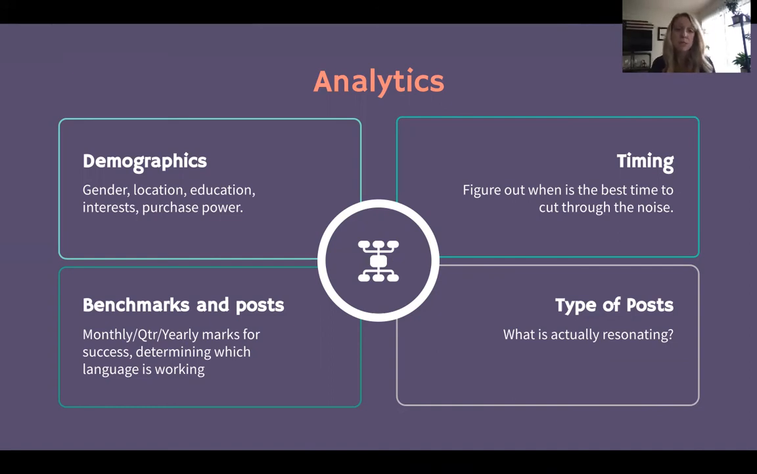Benchmarks and posts, so making monthly, quarterly, yearly marks for success for businesses and brands is incredibly important. Just like any other part of the business, analytics for your social media should be benchmarked. And then what is actually resonating with your audience? What types of posts are resonating? What types of images, etc. These are all things that analytics can tell you.